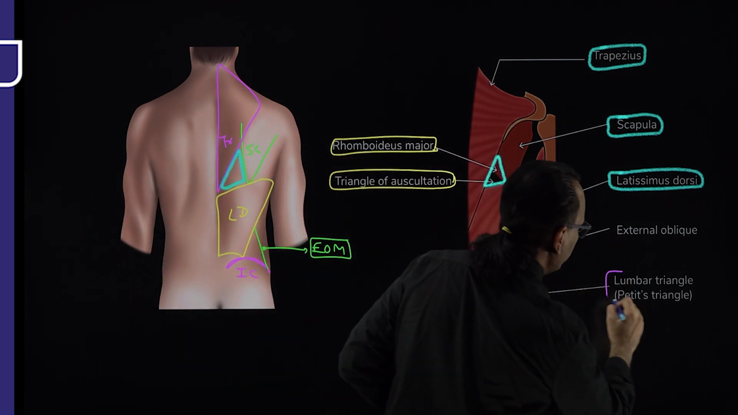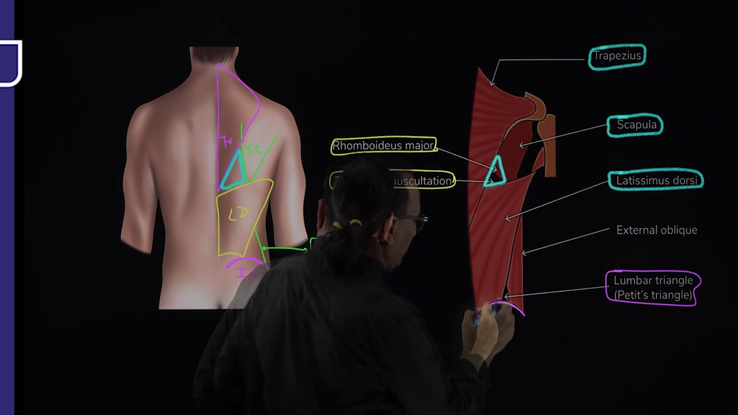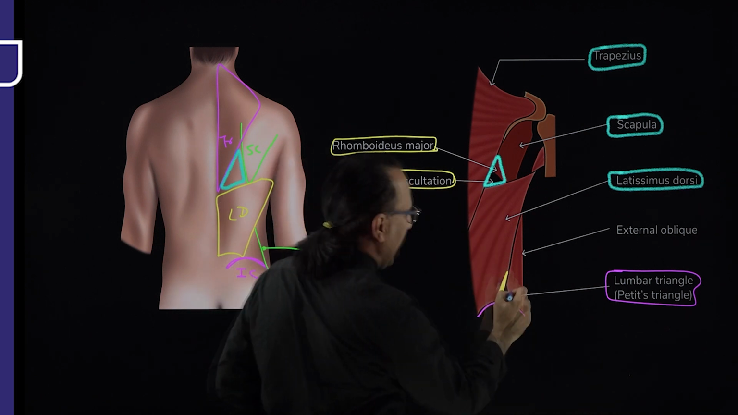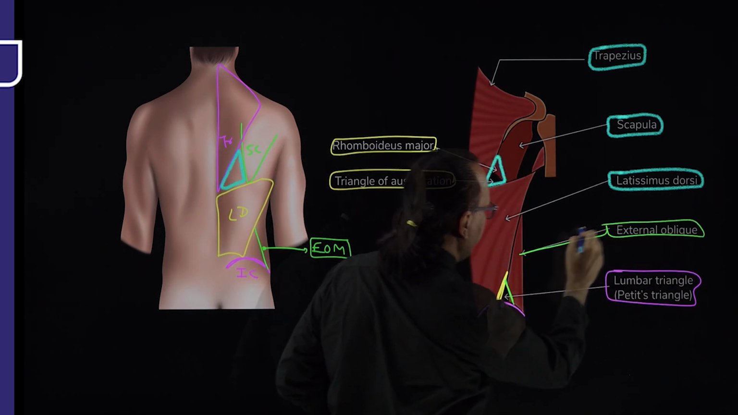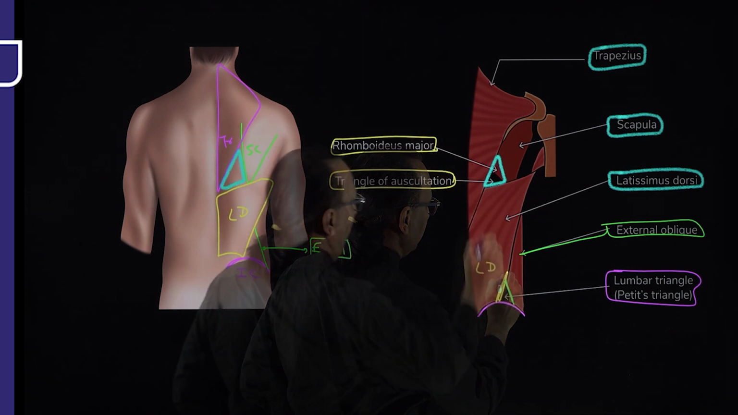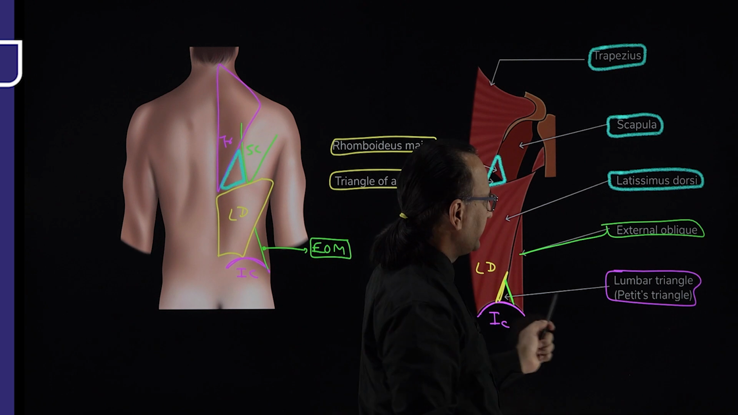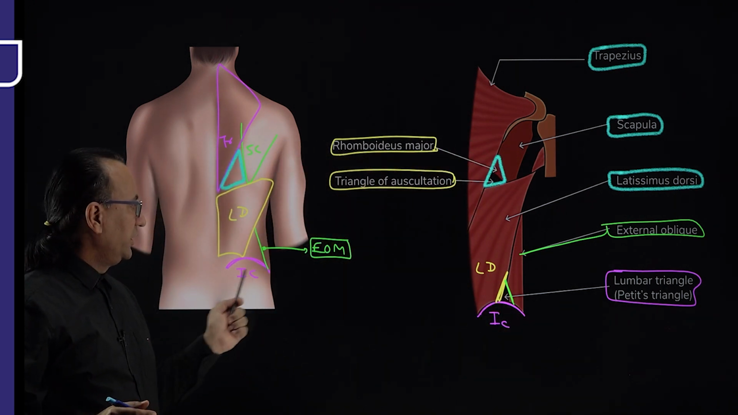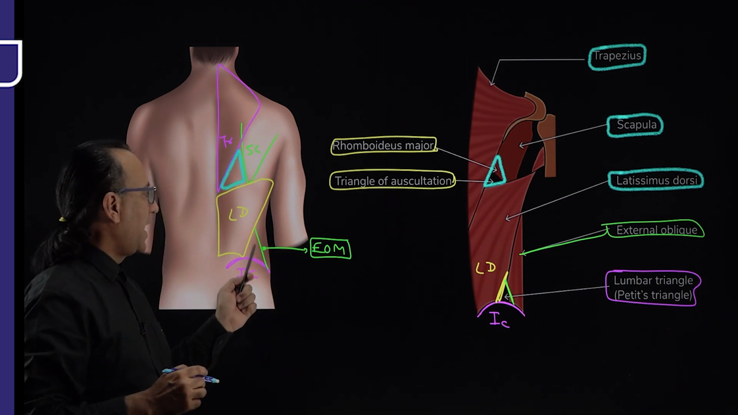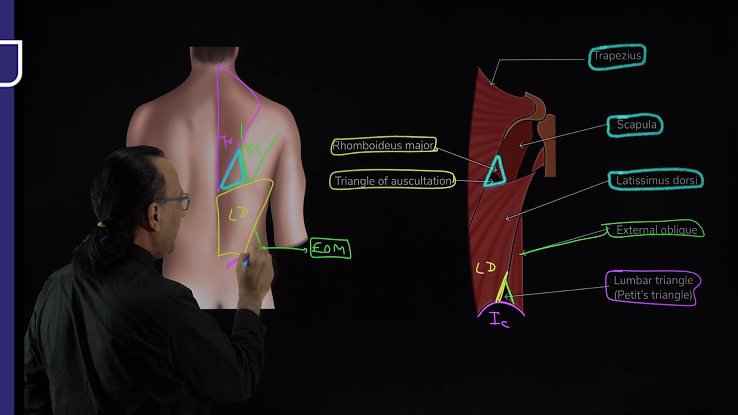The lumbar Petit's triangle is bounded by the highest point of the iliac crest, then the latissimus dorsi muscle, and the external oblique muscle anteriorly. So this is the external oblique muscle anteriorly, that is the latissimus dorsi muscle, and here we have the highest point of the iliac crest. That is what we are calling the lumbar triangle or Petit's triangle in the lower back region here. And remember the muscle which will be at the floor, it is the internal oblique muscle. The internal oblique muscle is lying at the floor of the Petit's triangle.